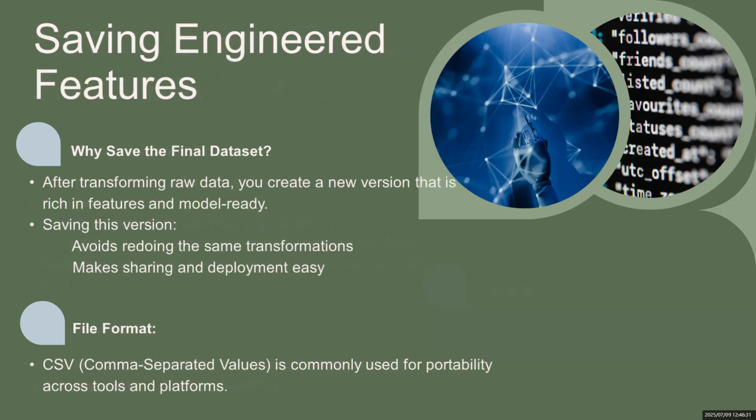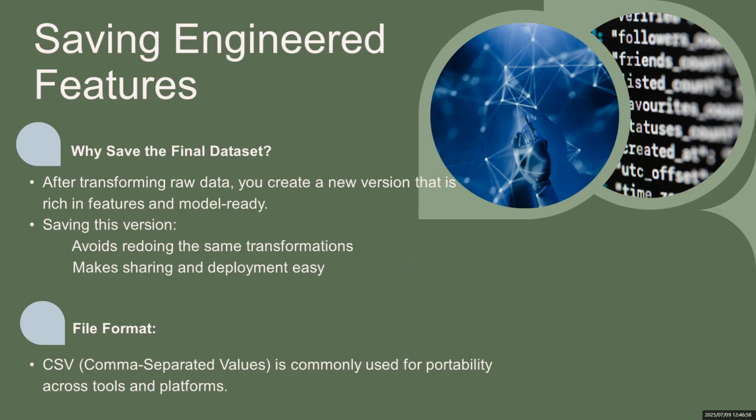Now, the next thing we need to do after engineering our features and deriving new features, we need to save the engineered features. So this is what feature engineering is all about. It's actually deriving a new set of features, okay, which combines two other features or extracts important details from other features.